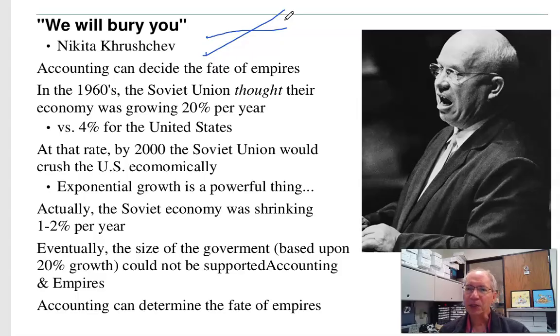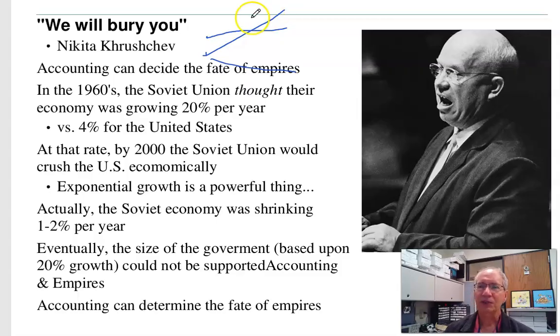What actually happened is the Soviet economy was shrinking by 1 to 2% per year rather than growing. So the military that they were building, assuming 20% growth, was simply too large to support with only 1 to 2% growth or shrinking a year. So Russia basically collapsed under Gorbachev.